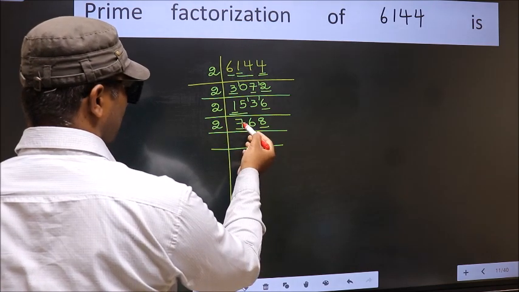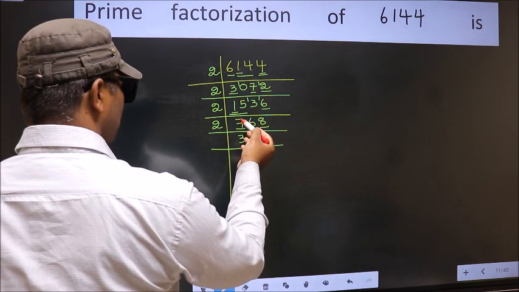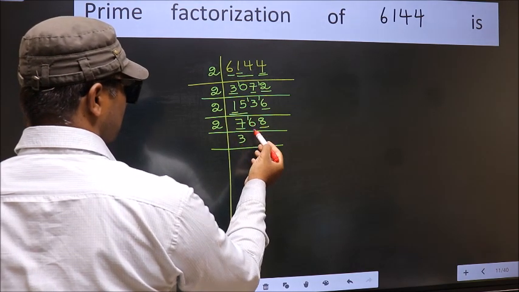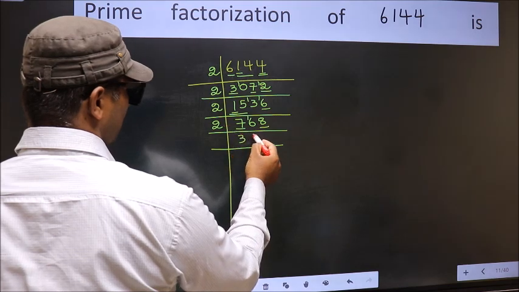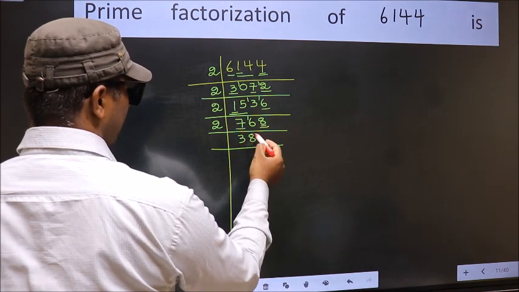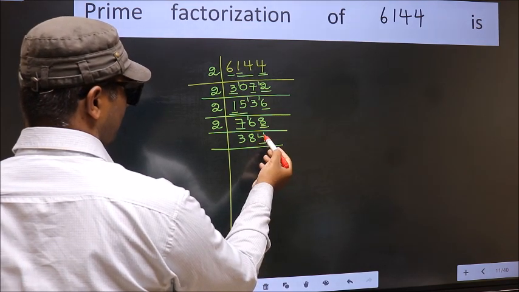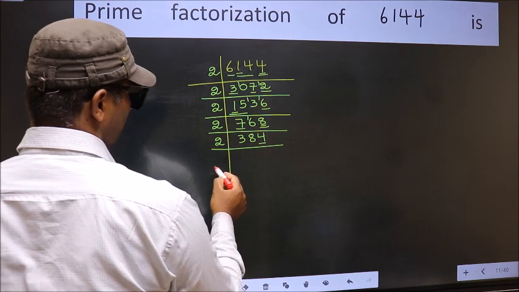First number 7, a number close to 7 in the 2 table is 2 threes 6. 7 minus 6, 1, 1 carried forward 16. When do we get 16 in the 2 table? 2 eights 16. The other number 8, when do we get 8 in the 2 table? 2 fours 8. Now the last digit 4 is even, so take 2.